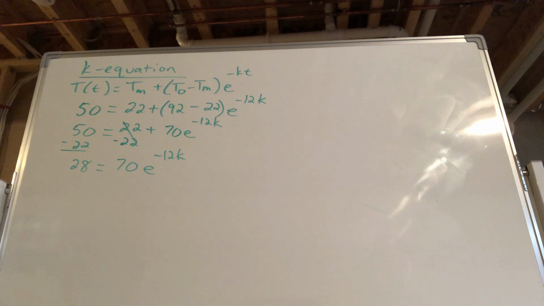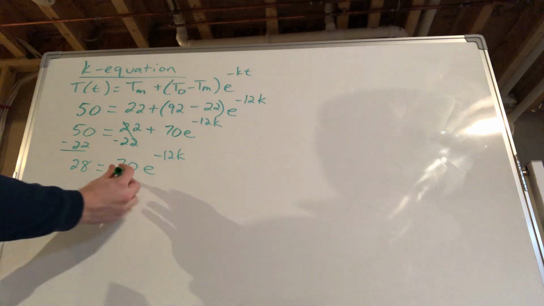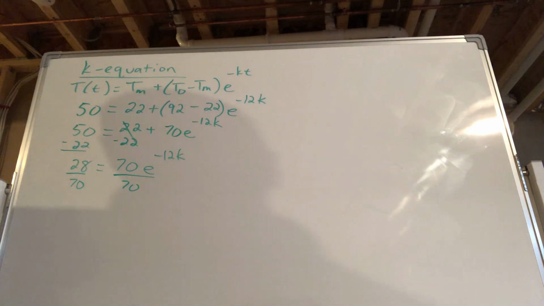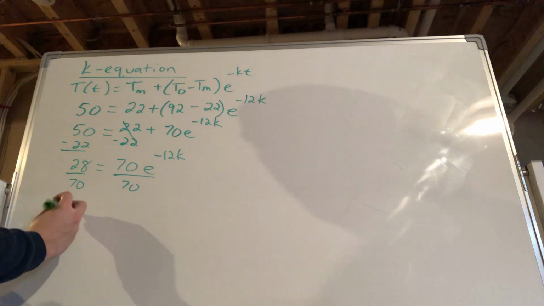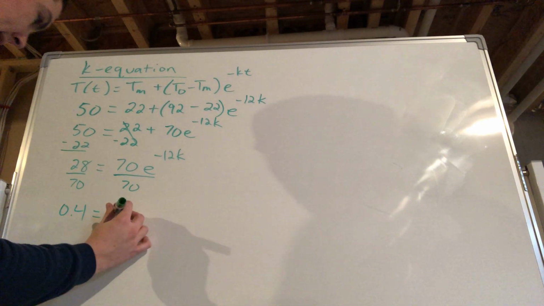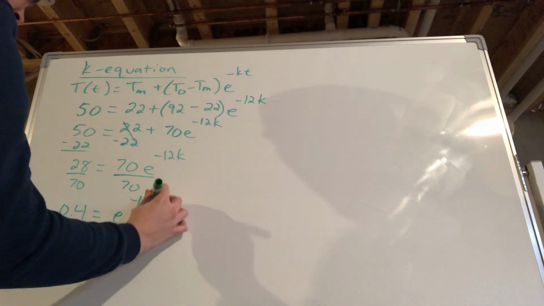All right. So here goes. Let's keep going. The next thing I want to do is, I've got this 70 times something. That's easy to take care of. We need to divide by 70 to undo that. So it's 28 divided by 70. Let me type that and get a decimal. Oh, that's just 0.4. Yeah, I should have known that. 0.4 is equal to e to the negative 12k.